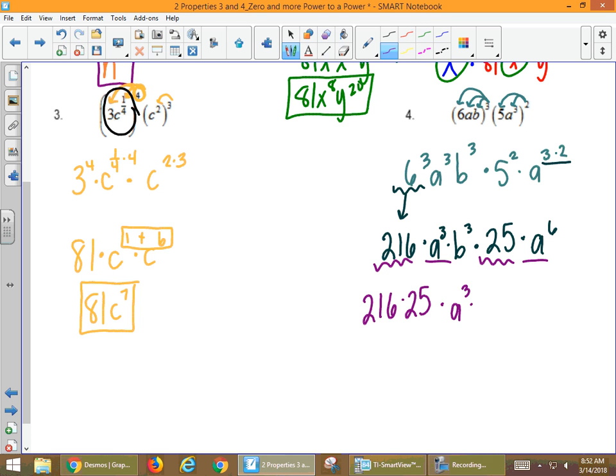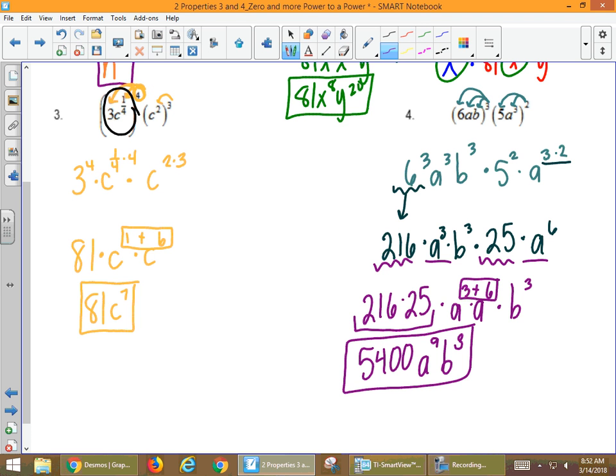A to the 3rd times a to the 6th. And then b is kind of the odd man out. It's not going to have anybody to combine with. It's just going to tag along. So the monster of a number that you get there is what? Awesome. We add our exponents when we have the same base and we're multiplying. So it's going to be a to the 9th and then b to the 3rd. So the baby steps, you guys probably think are annoying, but it's how I get them right. And it's how you'll get them right too, I think.